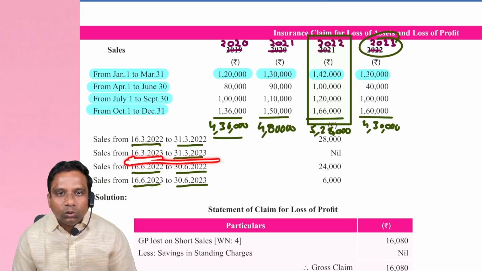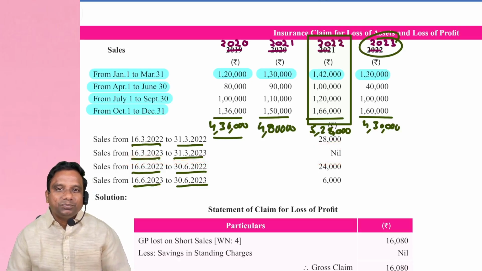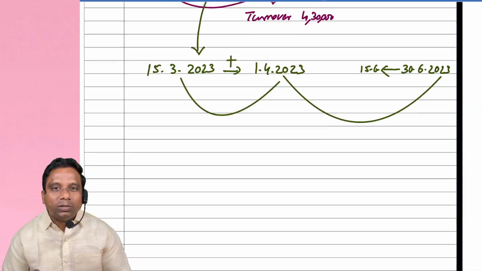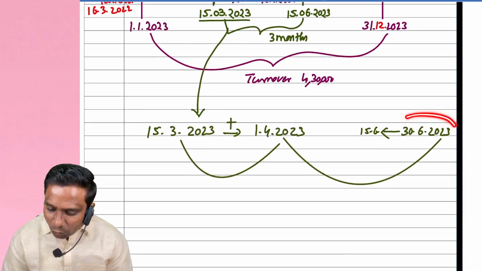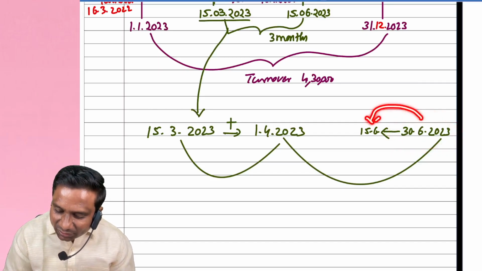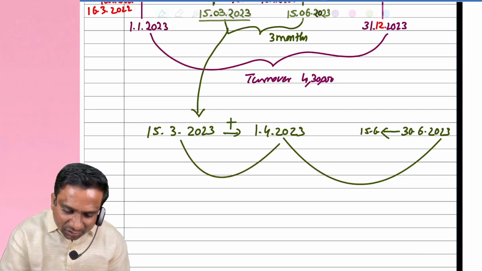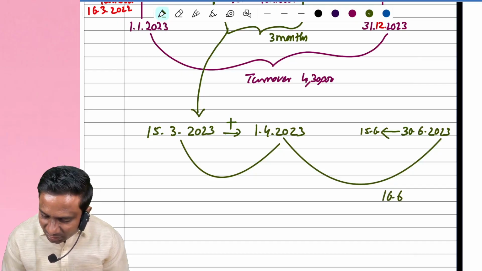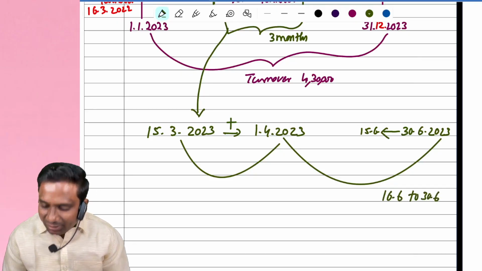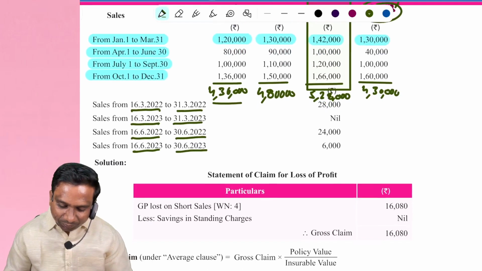16/3 to 31/3/2023 sales are nil. Look at the problem. Observe the problem. Next, I don't require the sales till 30th June 2023. I require the sales till 15th June 2023. Whatever the sales I have from 16/6 to 30/6, I don't require. Cancel those sales.